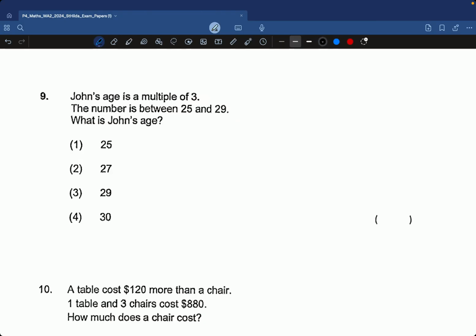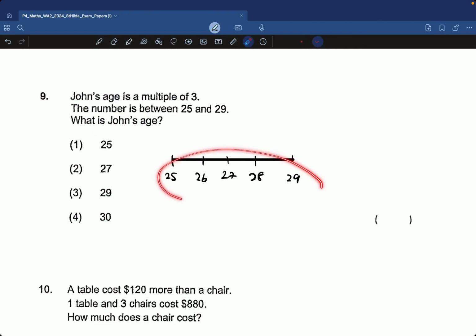If I were to draw a simple line over here, you have 25 and 29. In between you have 26, 27, and then 28. Out of all of these numbers, what is a multiple of 3? Is it 26? No, you can't divide 26 by 3. Is it 27? Yes, you can. And is it 28? No. So the answer is 27.